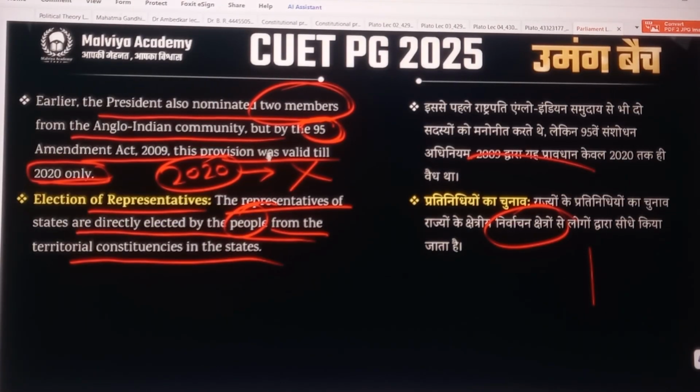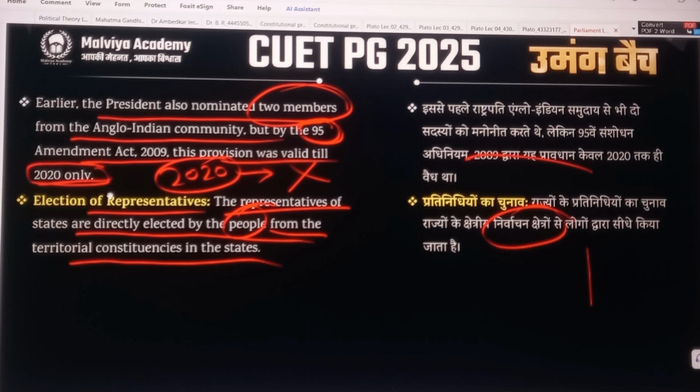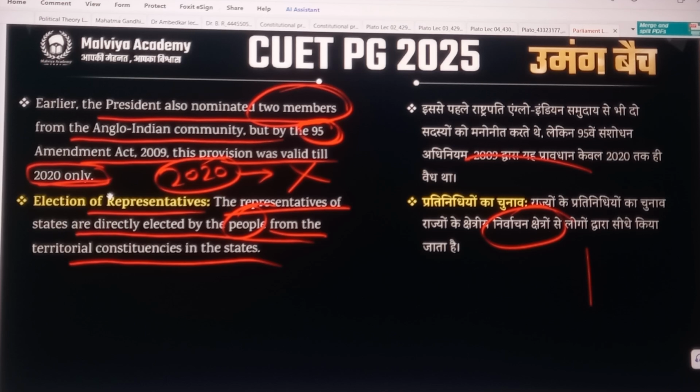Earlier, the president also nominated two members from the Anglo-Indian community, but by the 95th Amendment Act 2009, this provision was valid till 2020 only, and now it is not valid. There is at present a total of 243 strength, out of which 230 are representing states and 13 are representing UTs.